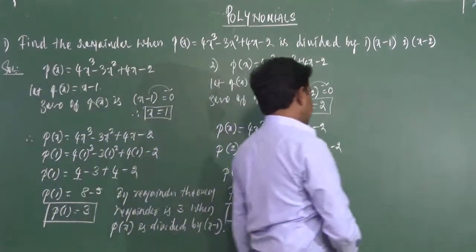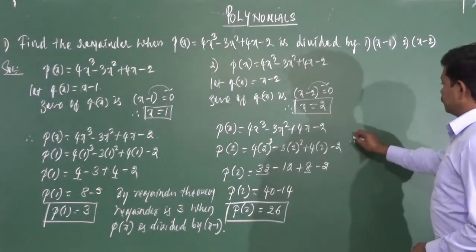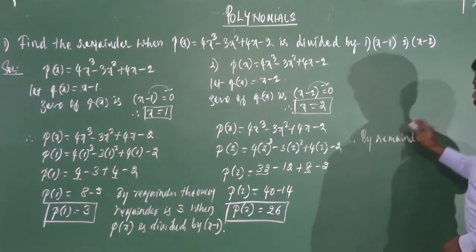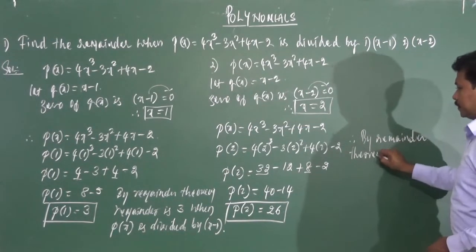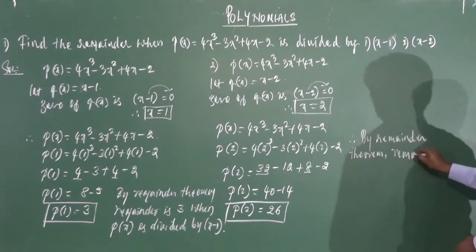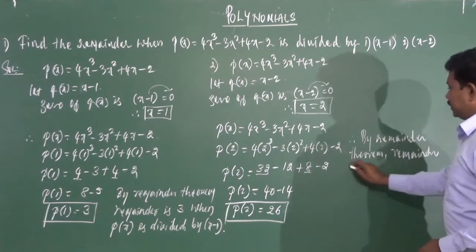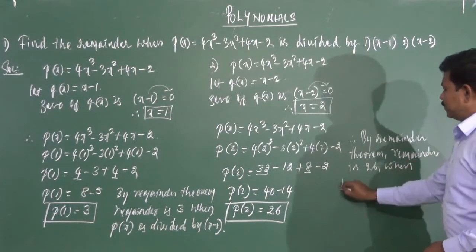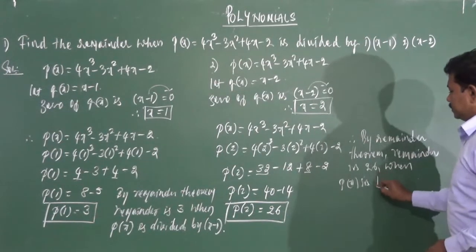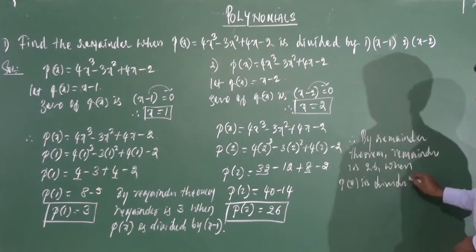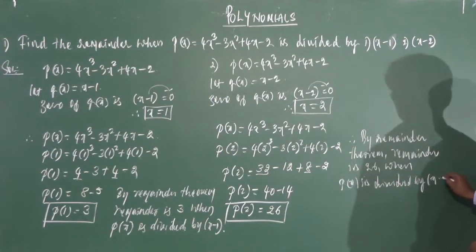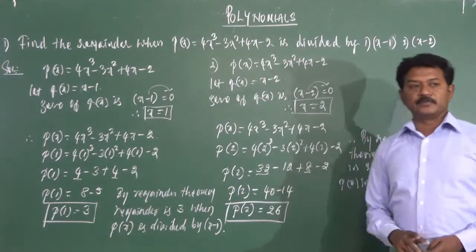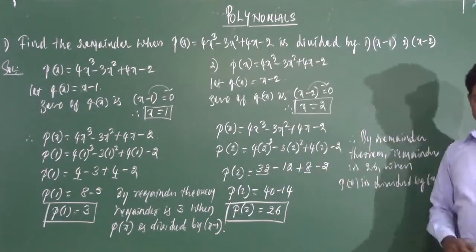So you have to write the conclusion statement. Therefore, by the remainder theorem, the remainder is 26 when p of x is divided by x minus 2. So this is how you have to conclude. These types of problems will be in your examination for 2 marks. Very important.